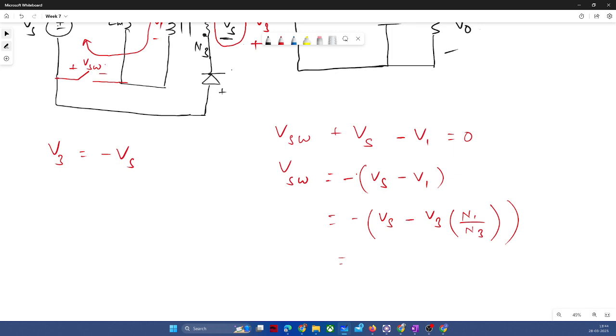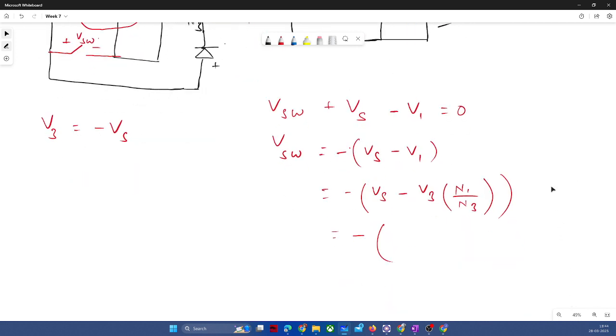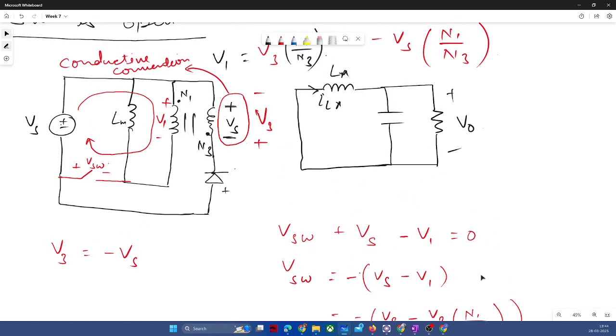Yes, yes. Actually, she is right. If you see now, V3 is minus Vs, right? V3 is minus Vs, so it will come across that. Actually, voltage across the switch is minus Vs minus V1. So if we measure the switch polarity in this, minus Vs minus V1, how?